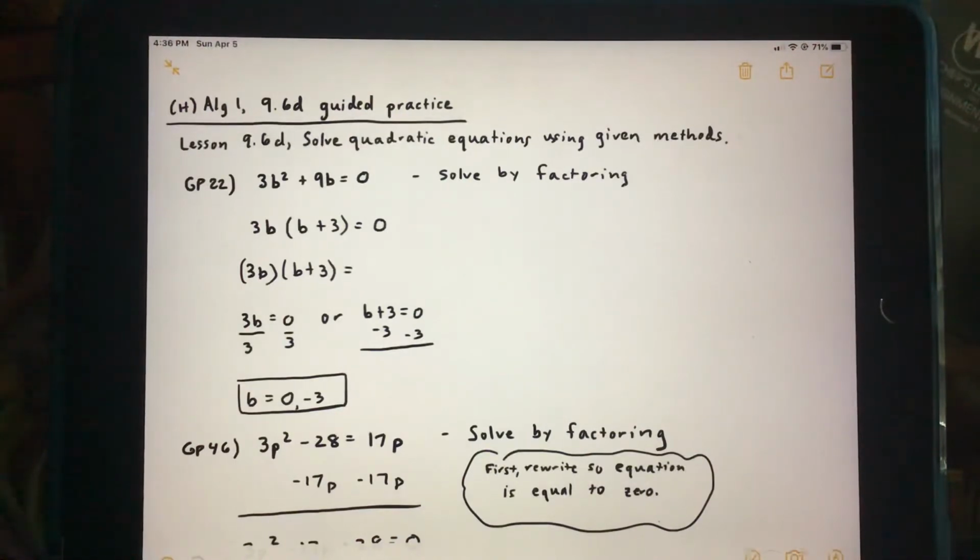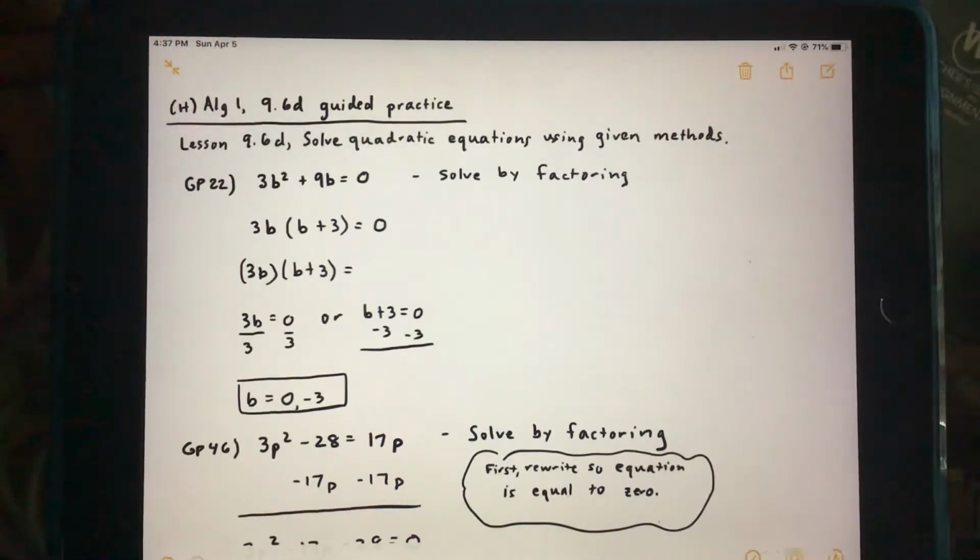All right, so we're going to be working with some problems that we find back in our extra practice section of our textbook. So this will be an extra practice problem labeled number 22. So we're going to call this guided practice 22. And we're to solve this by factoring 3b squared plus 9b equals 0. And we've seen problems like this before, so this is a little bit of a review.